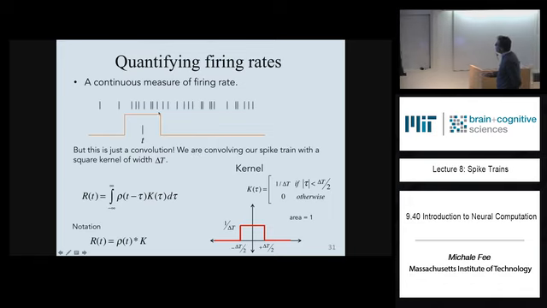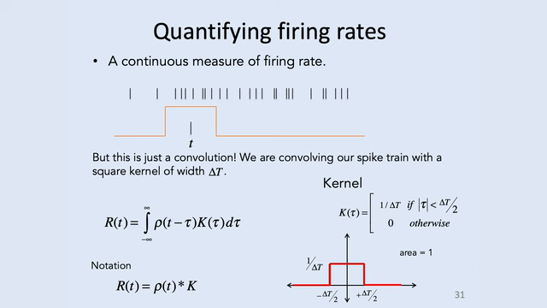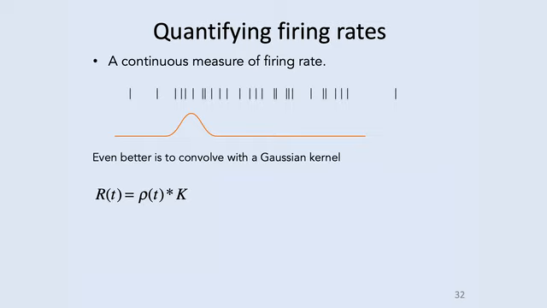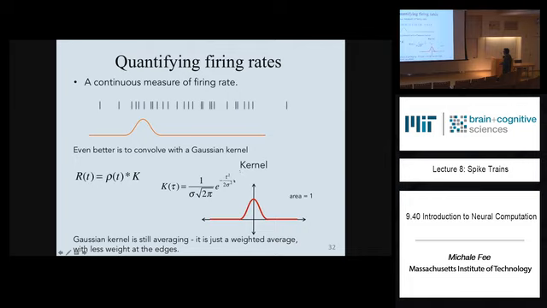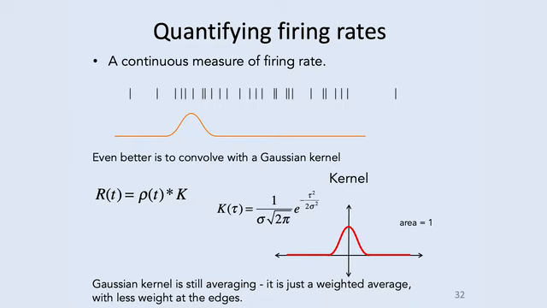Now, in this case, we were convolving our spike train with a square kernel. The problem with a square kernel is that it changes abruptly every time a spike comes into the window or drops out of the window. A more common way of quantifying firing rates is to convolve the spike train with a Gaussian kernel. So instead of using a square kernel here, we're going to use a Gaussian kernel that looks like this. The kernel is just defined as this Gaussian function, and it's normalized by 1 over sigma root 2 pi, and this normalization gives the area under that kernel 1.